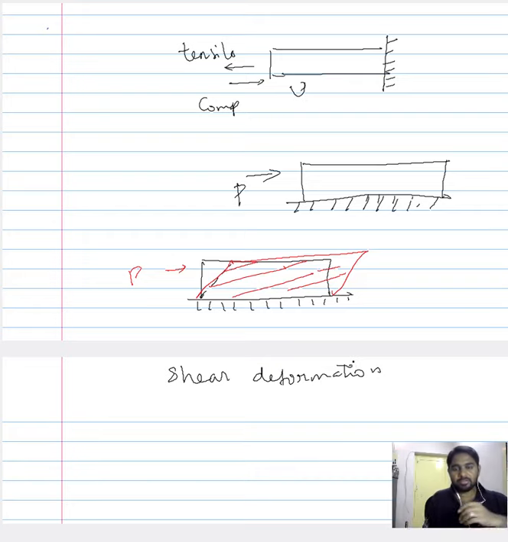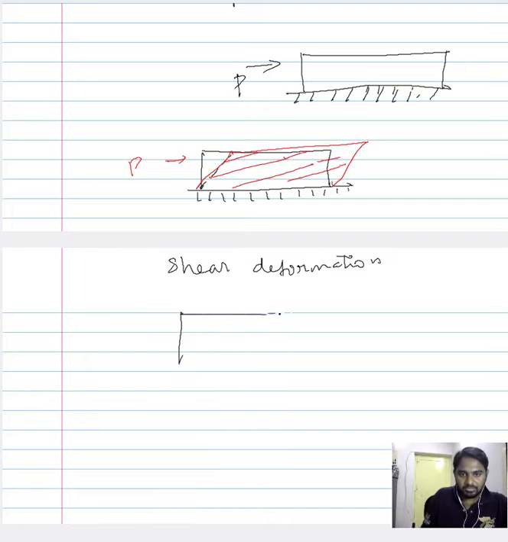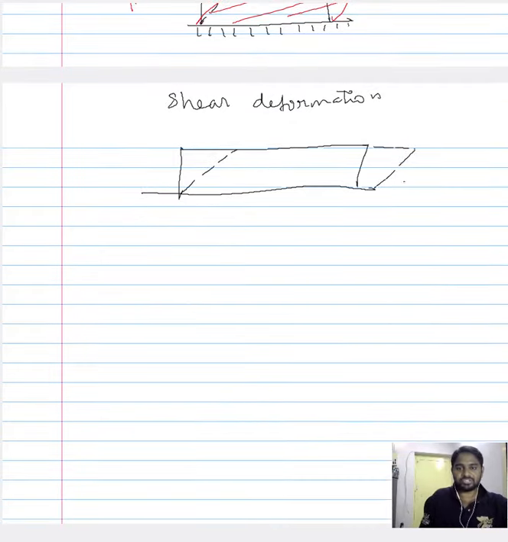So a material, instead of expanding or compressing, has sheared. So if you have something like this, assume this to be a regular rectangular shape, you now have a shape something like this. Now this is what we call shear deformation. Now let us characterize this shear deformation.